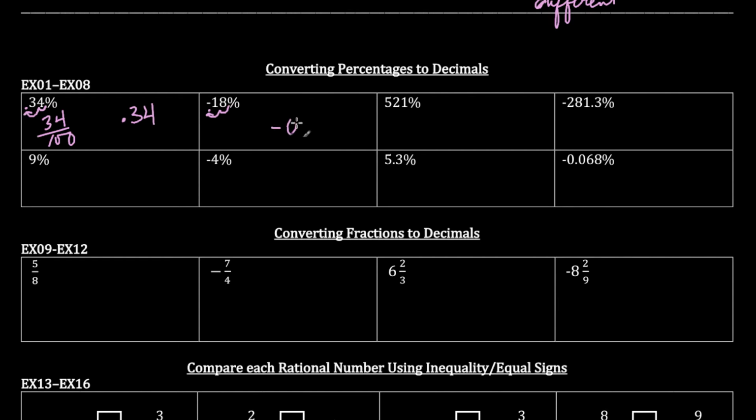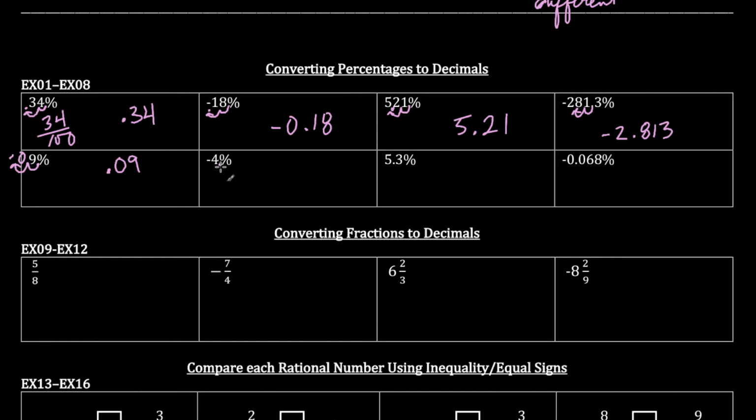So this would be negative 0.18. Like right here, 2 to the left. So 5 and 21 hundredths. To the left again. Negative 2 and 813 thousandths. Even with this one, it's right there. 1, 2. There's nothing there, so we put a 0. So 9 hundredths.